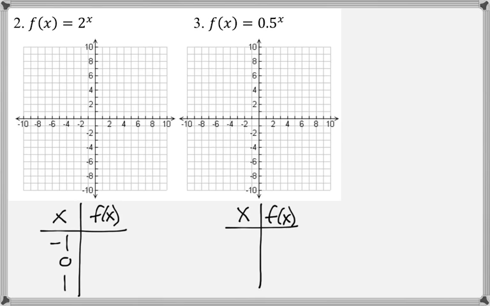And if you raise 2 to the -1 power, that really just flips it. So it's going to be 1 over 2. If you raise 2 to the 0 power, well, anything raised to the 0 power is 1. And then 2 raised to 1 is going to be 2. So I want to graph this. So it's -1, 1/2, 0, 1, and 1, 2.